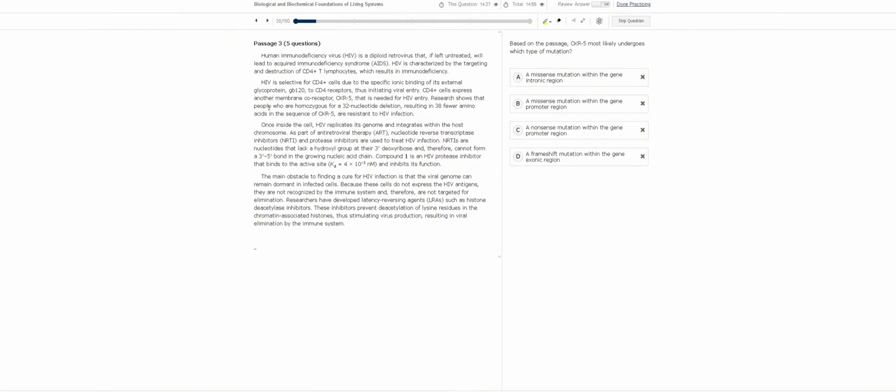Research shows that people who are homozygous for a 32 nucleotide deletion, which results in 30 fewer amino acids in the sequence of CCR5, are resistant to HIV. So this is important here, because anything shown research related, I like to highlight.